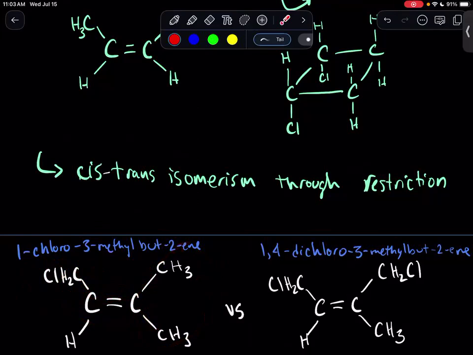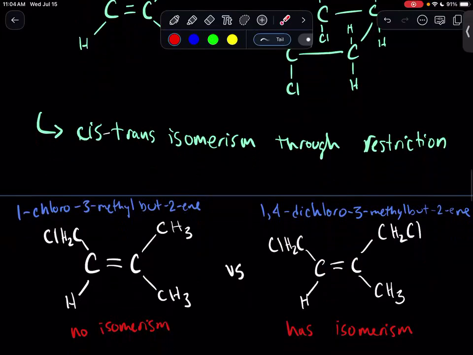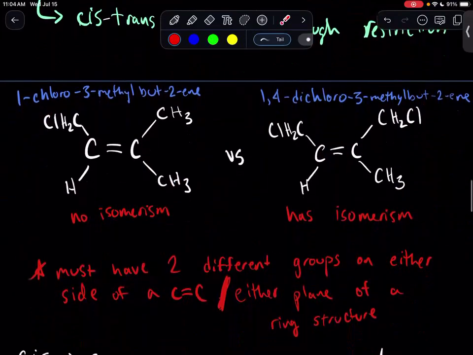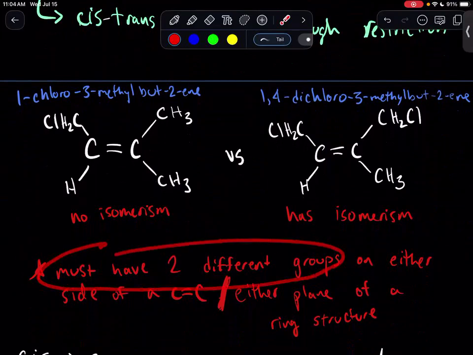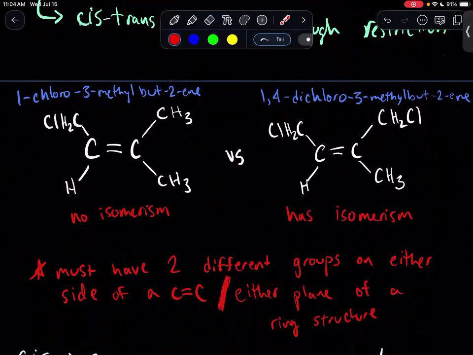Now, on the other hand, if I add a second chlorine and make it 1,4-dichloro-3-methylbutene, so I've added a chlorine to the top, you'll notice that I can't change these because it will now be different. In fact, the bond here restricts that movement. So when we look at isomerism, this one will not have isomerism. This one will. And that's because to have cis-trans isomerism, we must have two different groups on either side of a carbon-carbon double bond or two different groups on either plane of a ring structure.